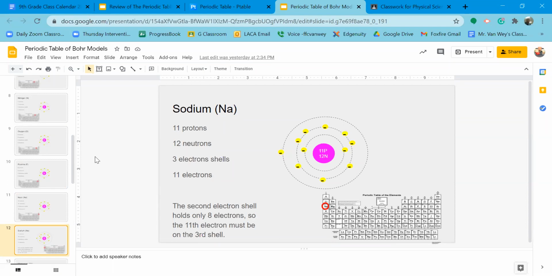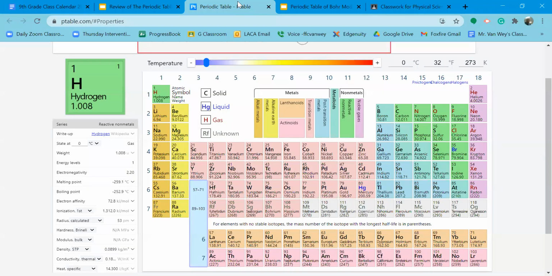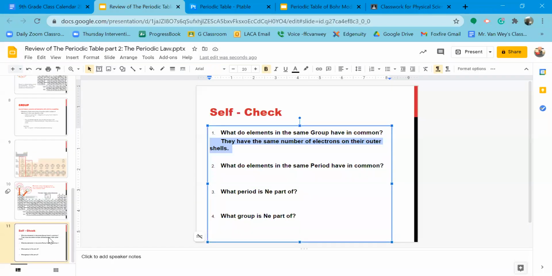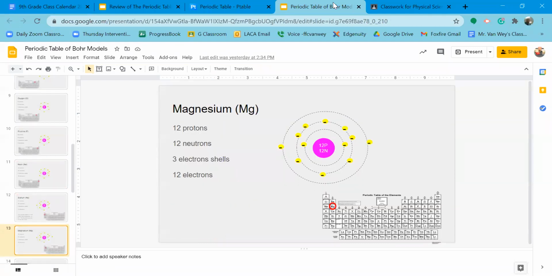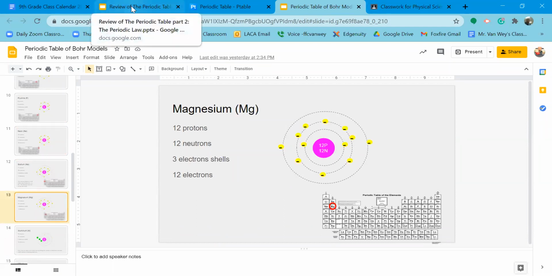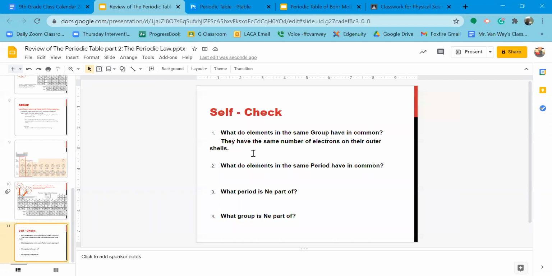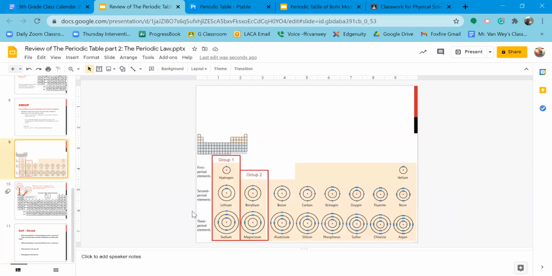Group 2, which would be beryllium and magnesium. Sorry to get that confused. Group 2 would have 2 electrons in its outer shell. Group 3, 3 electrons in its outer shell. So that tells us the elements in a group have the same number of negatively charged particles in their outermost electron shell. Now, groups in the same period, look at this chart, this will be easier.